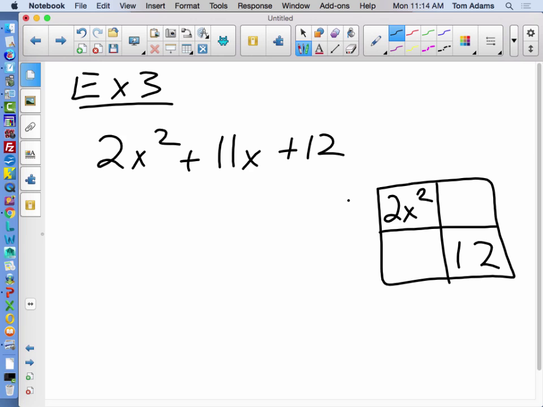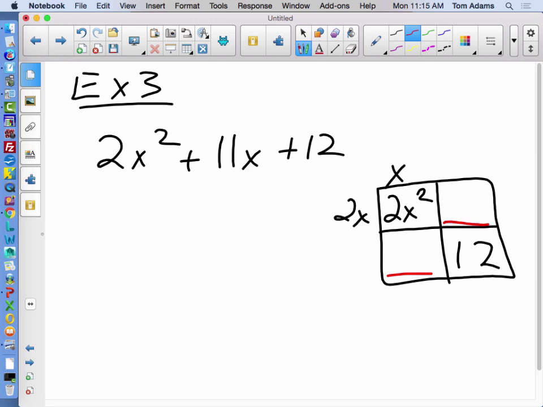But 2 is a prime number, so this has got to be 2x, and this has to be x. There are other ways to do it. I could do 1/2 x times 4x, but it's probably 2 times 1 for the coefficient, and then x times x for x squared. So now I got to keep in mind that this term has to be multiplied by 2, and this term will be multiplied by 1, sort of, right? 1x. And we keep that in mind.